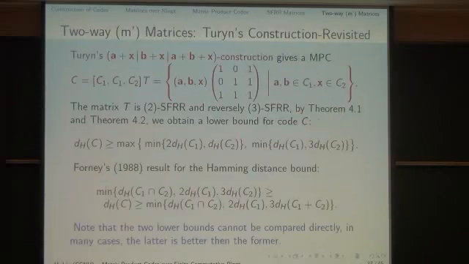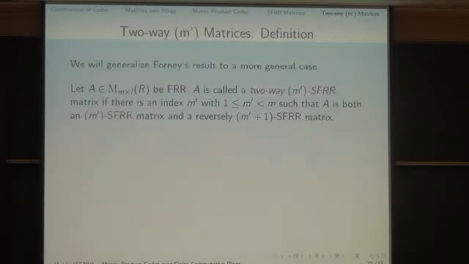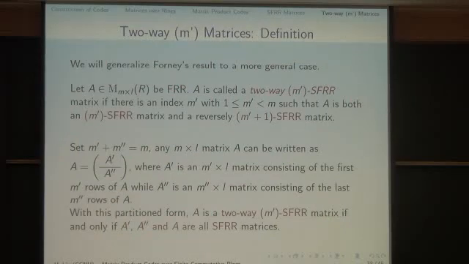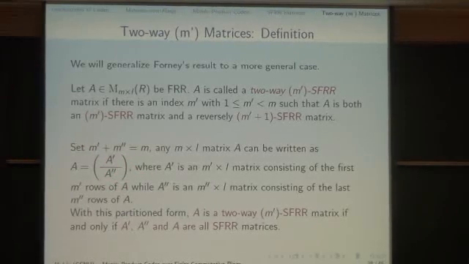So we want to generalize the Finite result to more general cases. First, we introduce the two-way M prime matrices. That is, if we write A in this form, M prime plus M double prime, if A prime generates an MDS code, and A double prime generates a linear code that is MDS, and the whole A generates a linear code that is MDS, then we say A is a two-way M prime strongly full rank matrix.